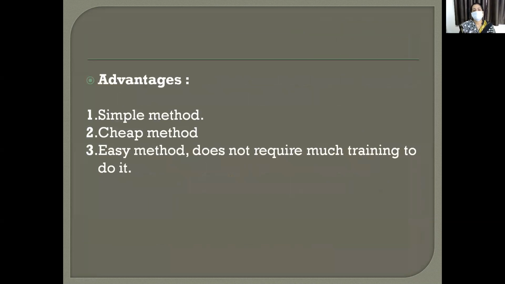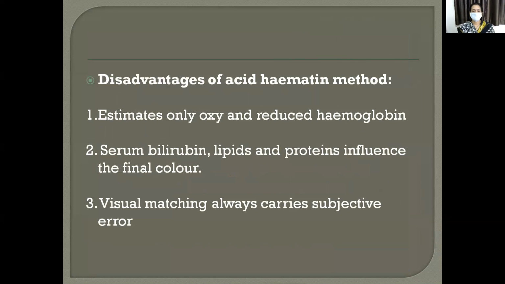So what are the advantages? It is a simple method, cheap method, easy method, does not require much training. Disadvantages: it estimates only oxy and reduced hemoglobin. Serum, bilirubin, lipids, proteins can influence the final color. Visual matching can be a subjective error.